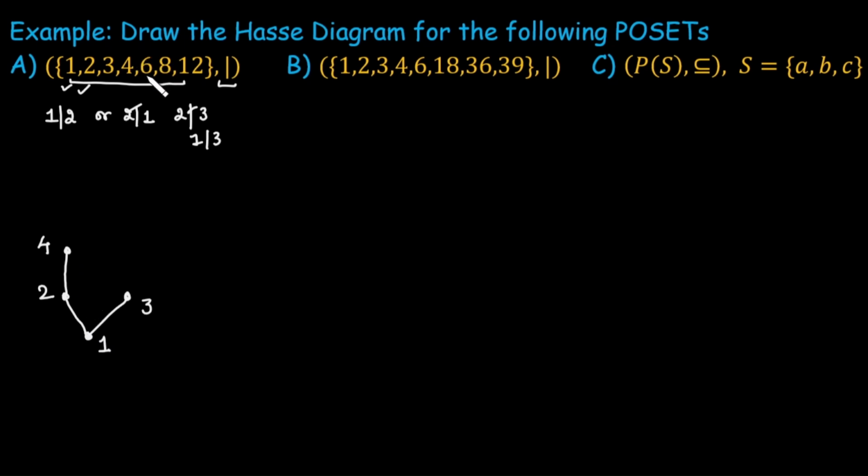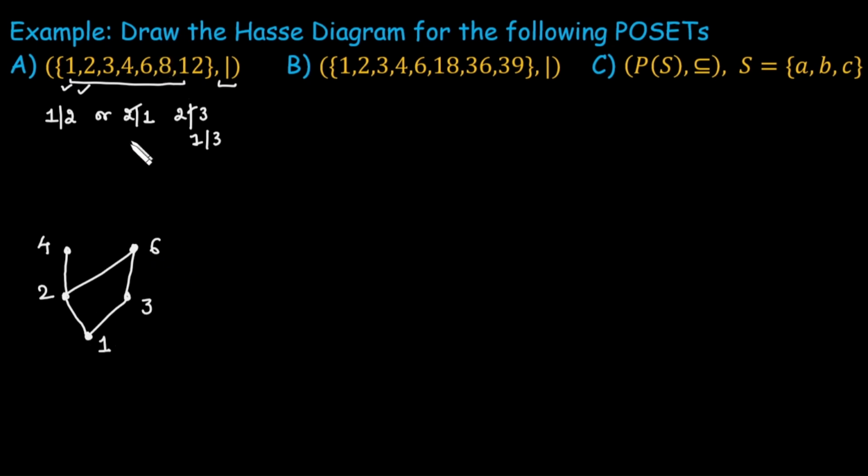Pick the next element, that is 6. Now 4 divides 6? No. Then come back to the level because right now we are at the second floor. Now whether 2 divides 6? Yes. It means the level of 6 will be above to the 2 but at the same level of 4. And join them because 2 divides 6. Now whether 3 divides 6? Yes. So join them. 1 divides 6? Yes. But do not directly join them because there are two ways to reach at 6 from 1.